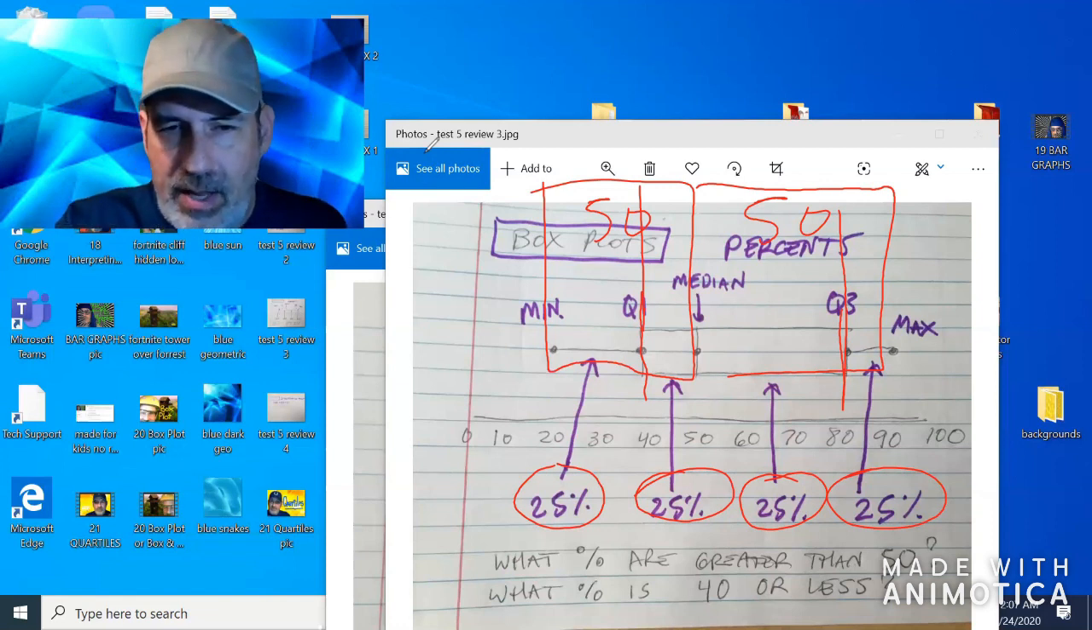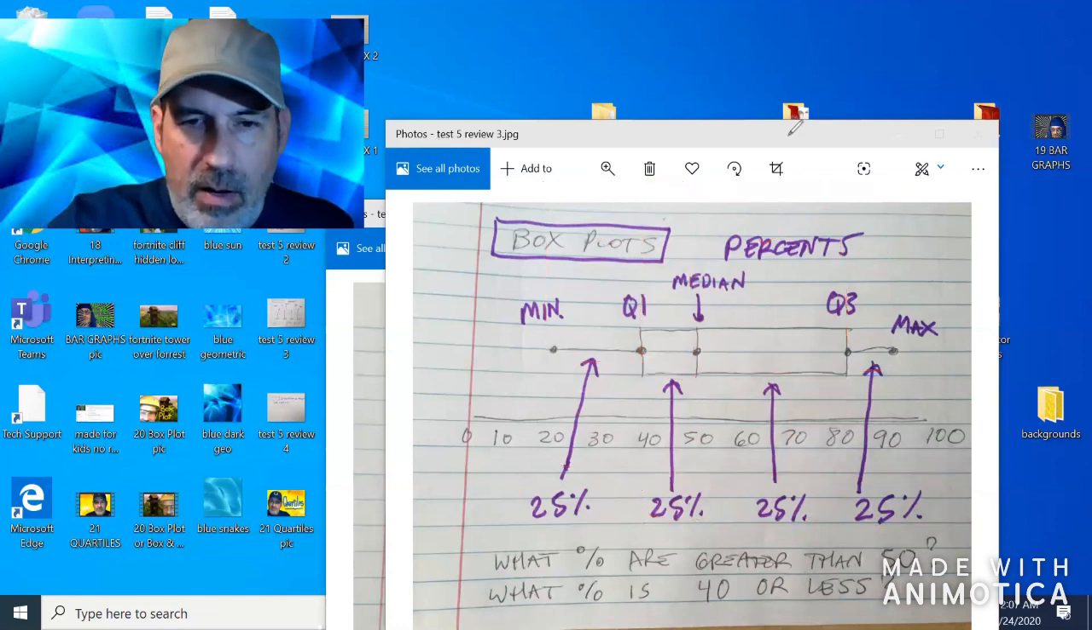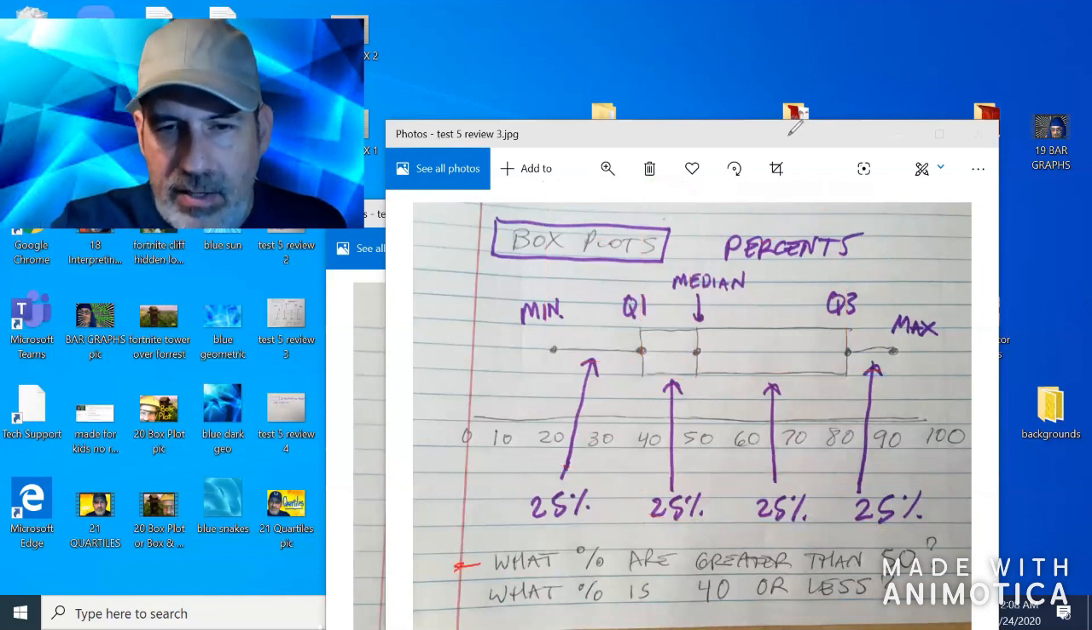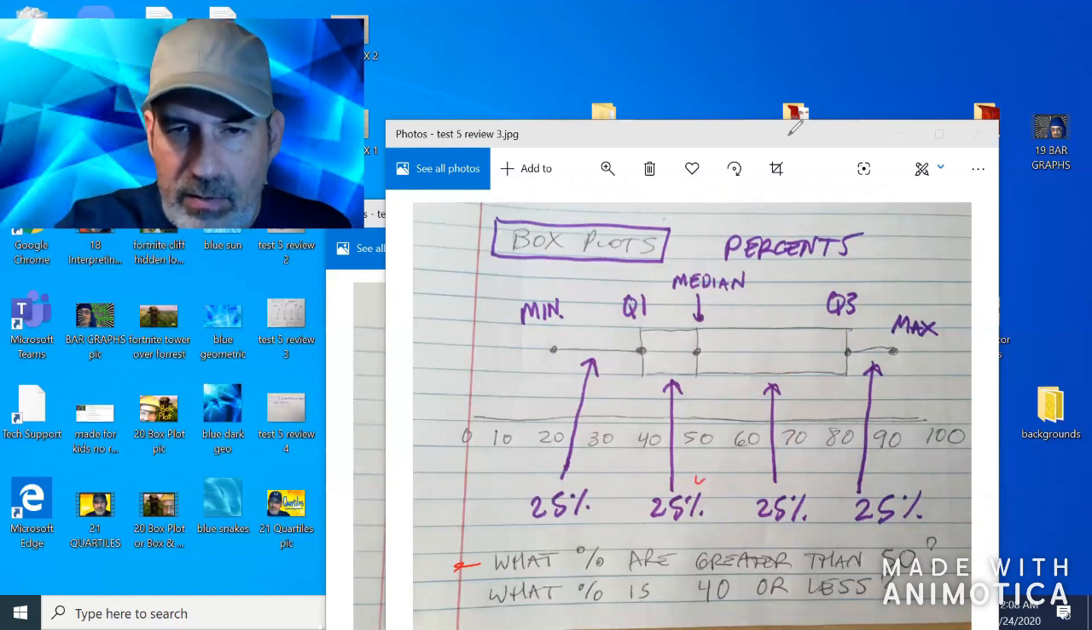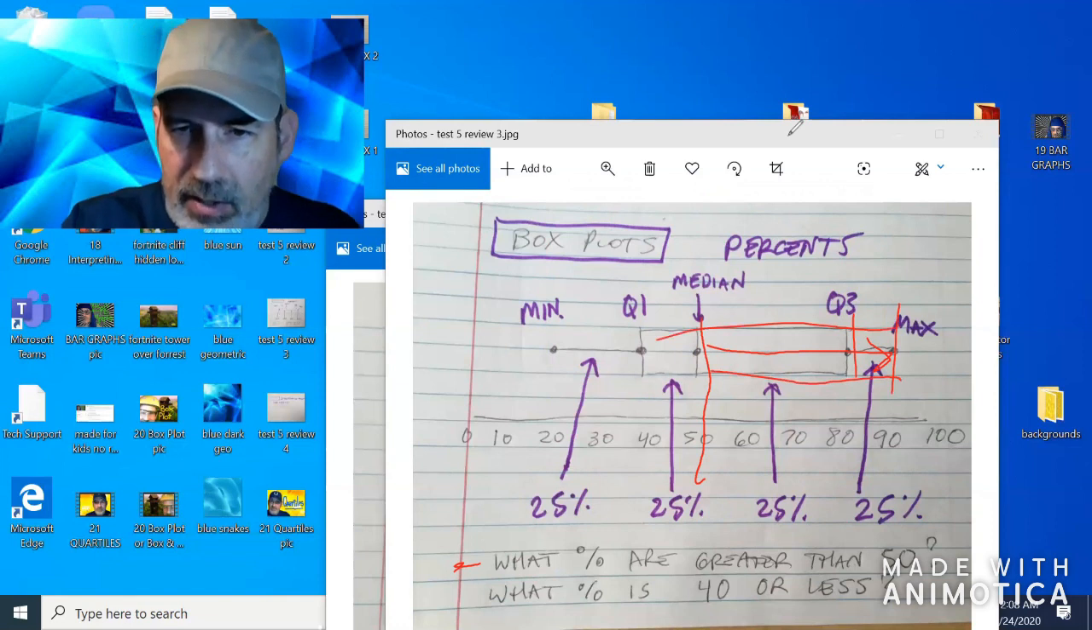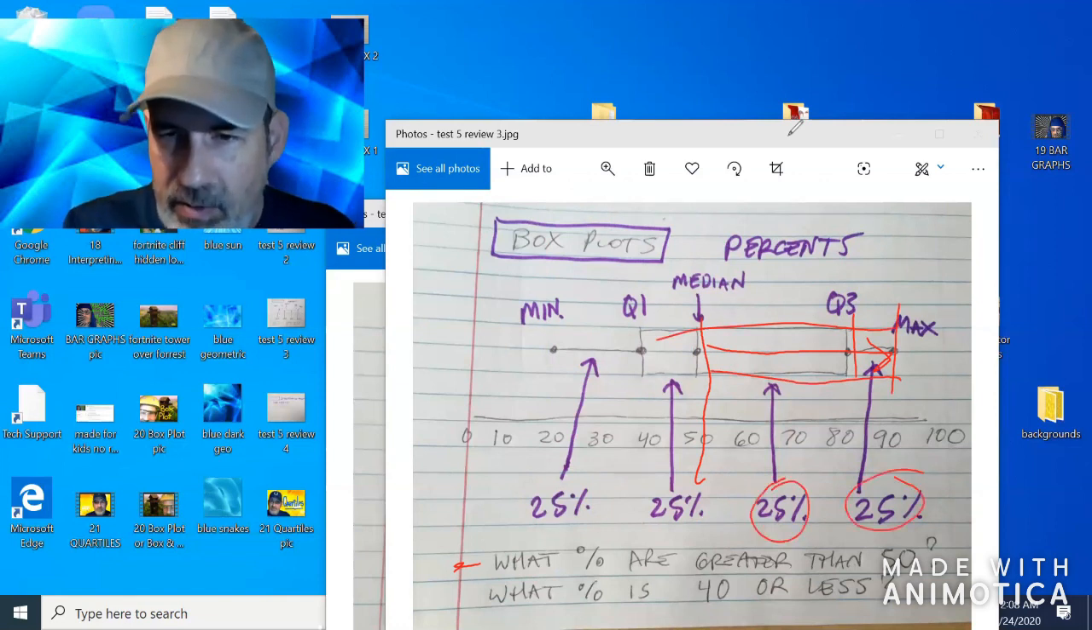So one question could say, like this one, let me just clear the board. What percentage are greater than 50? So here's 50, and they want greater than, well, that's 2 sections, okay? That's 2 sections, so it's going to be 25 plus 25, so it's going to be 50%, okay?